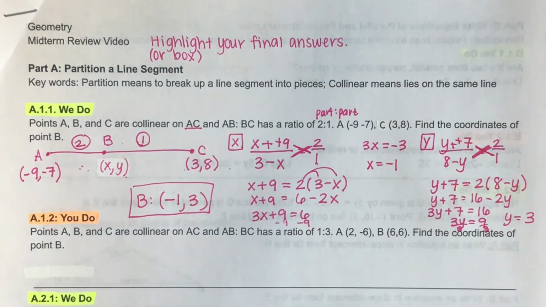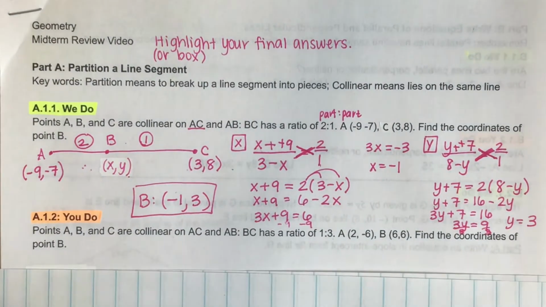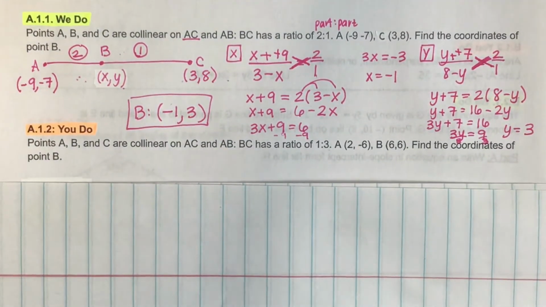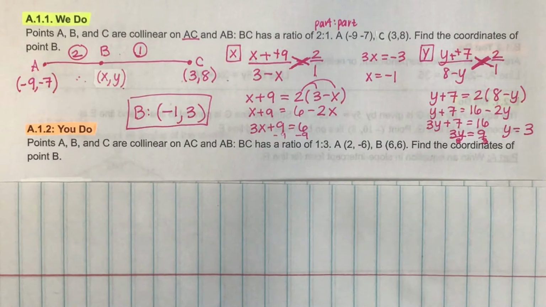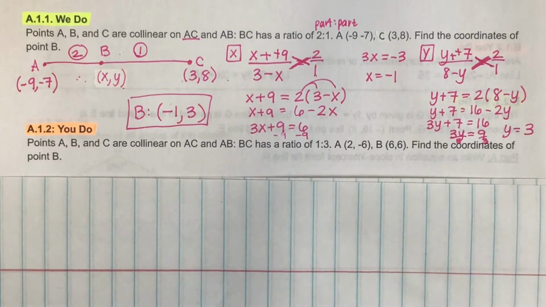So now you've got another problem right below there where it says you do. I'm going to move this up for you so you can see a little bit easier. So now you can pause your video right here. You've got 3 points and your ratio, and you're going to find the coordinates of point B. So take a moment and try that problem.